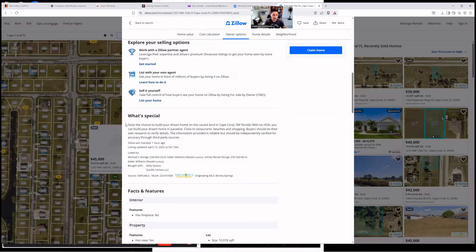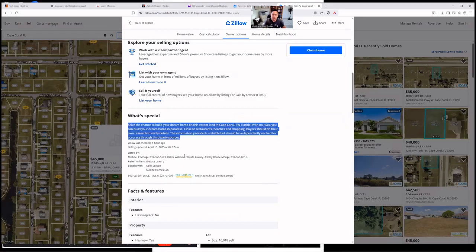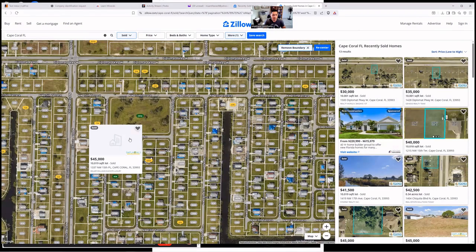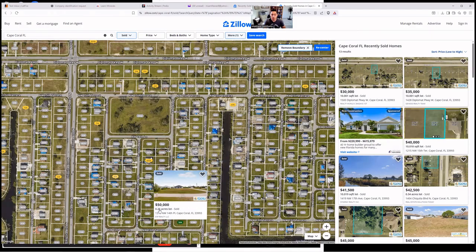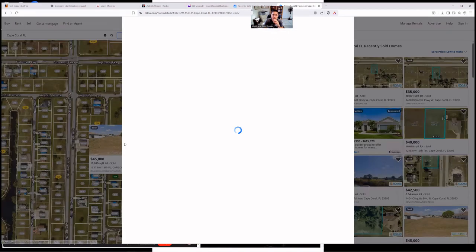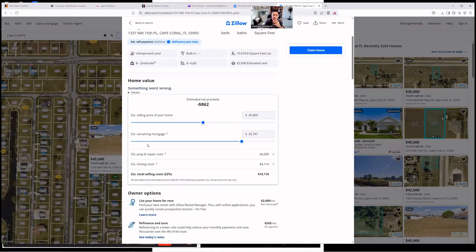We can scroll down. You can read some of the descriptions here if you like to, which can help. For example, say you see a property, same size, and it sold for 75, 80,000, and you have two comps here. This one's also about a quarter acre, 50,000, 45,000. And then you have another one here, maybe it sold for 75,000, but you're going to want to know why. So what I do is I'll click on the description and read it a little bit.